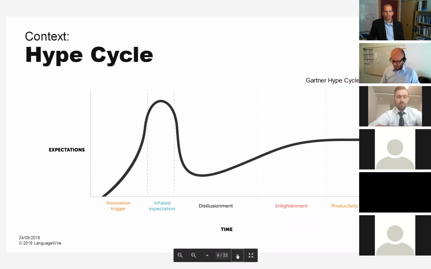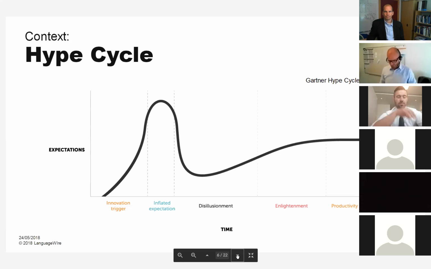And then we move on to the slope of enlightenment, the next stage, and that is where the technology can start to benefit the organizations that have invested in it. So now we're actually starting to see the early signs of a promise or delivery against the expectations of a given technology. And more organizations, at enterprise level, are starting to create pilots and proofs of concept around a given technology in order to really find out whether or not this is viable.